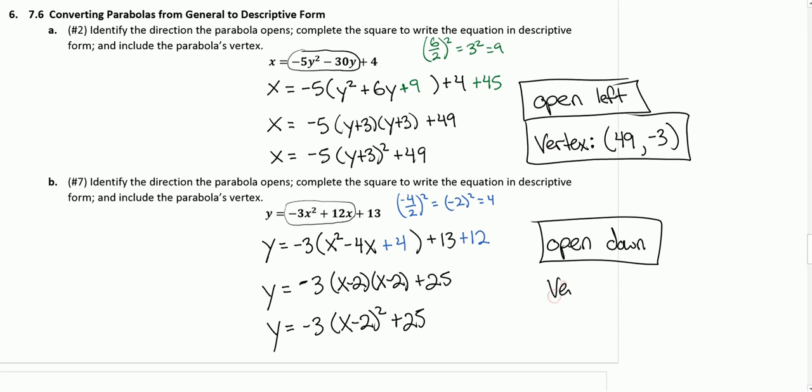Our vertex is going to be 2, 25. The 2 is with the x value, x minus 2, and so we know the 2 contributes to our x value in the vertex. It's always the opposite, and then that 25 contributes to the other one, in this case the y variable.